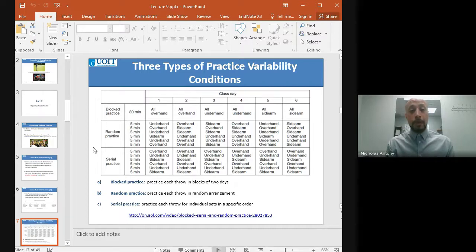So then random practice: see how every practice is broken down into 6 5-minute intervals? For each 5 minutes, they're randomly practicing one of the 3 throws. So let's practice underhand for 5 minutes. Okay, now let's do overhand. Now let's do underhand again. Now sidearm. It's random. They're continually changing the variation, and it leads to better learning because this would be high contextual interference. And then serial practice would be somewhere in between. Does that make sense, everyone?